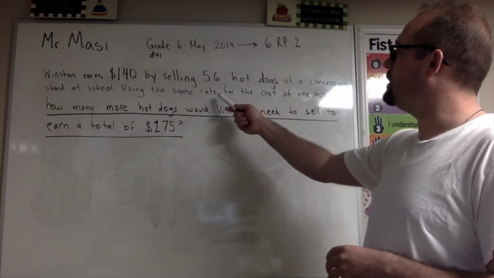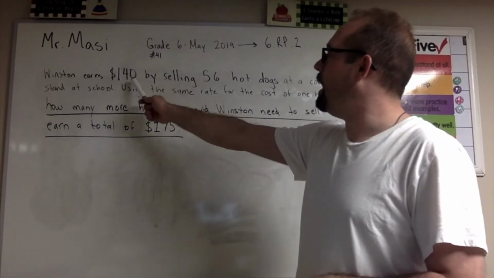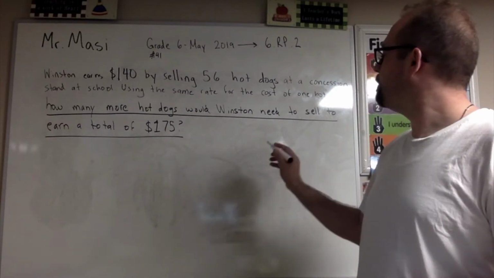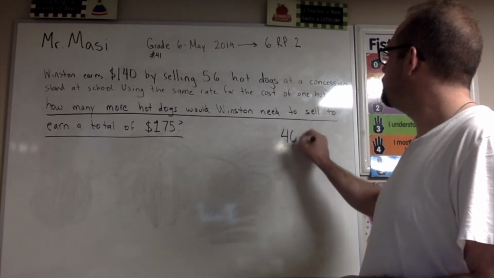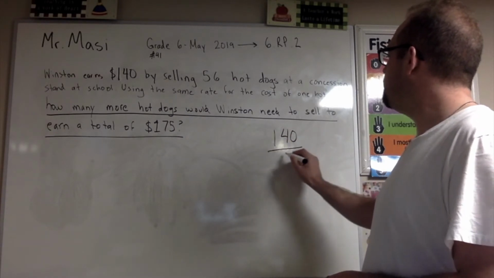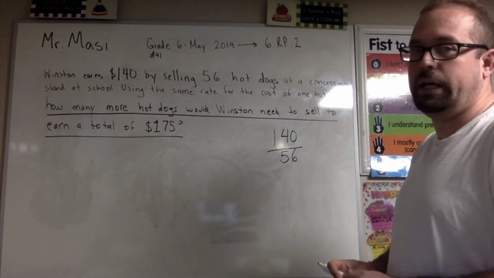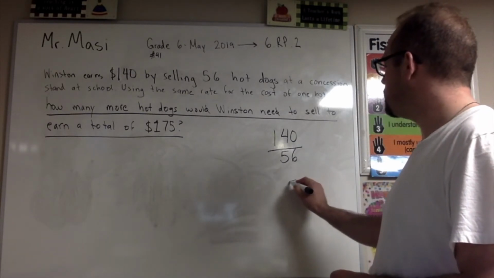It asks us the same rate for the cost of one hot dog. So we need to figure out how much is one hot dog. So if I've got $140, I'm going to divide that by 56 to see how much one hot dog costs. So let's see what that looks like.